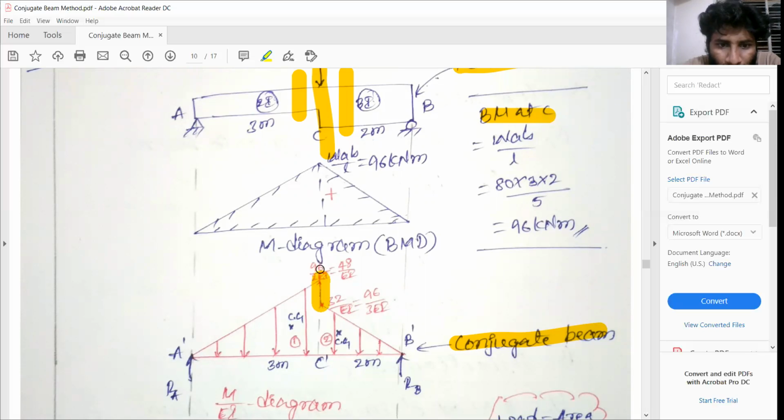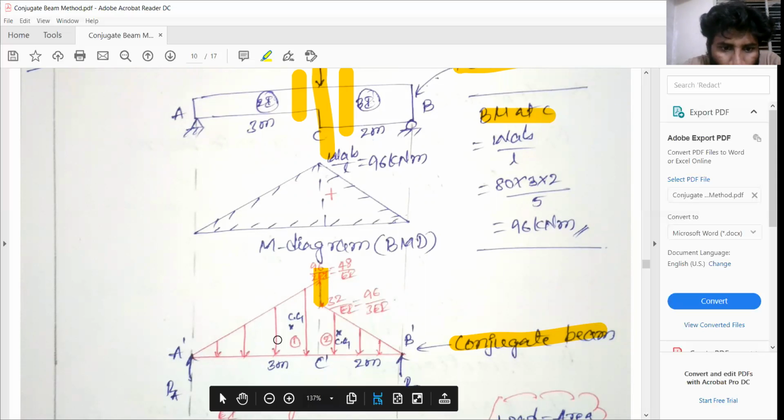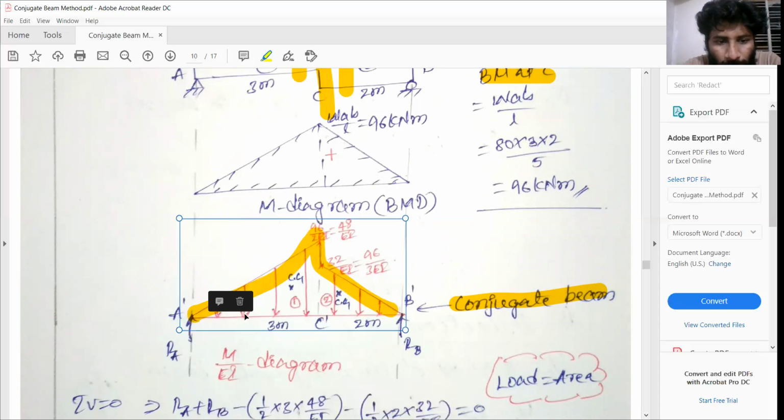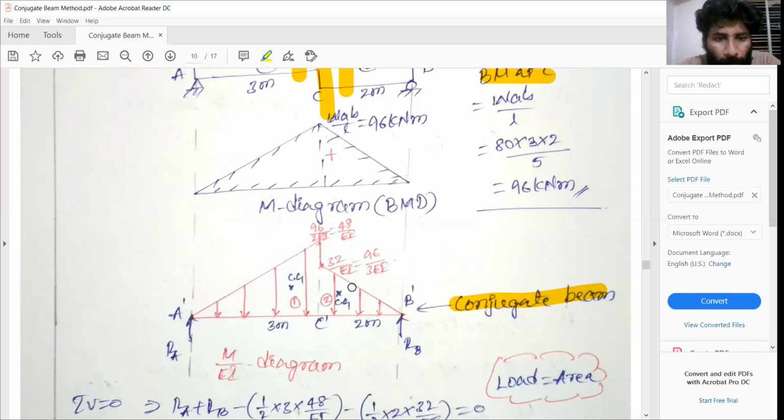I mean there will be a vertical ordinate in the M by EI diagram. So 96 divided by 2 is your 48 by EI, and again 96 divided by 3, on the right of this section, is 32 by EI. After that we can draw this M by EI diagram like this one. It varies like this. Whatever the M by EI diagram is, that will be the loading on the conjugate beam.